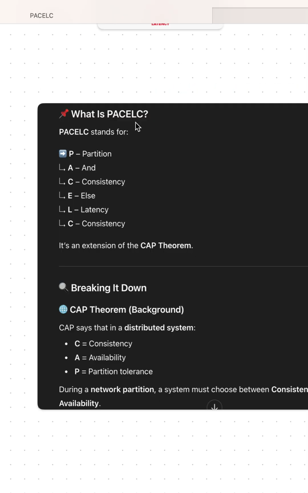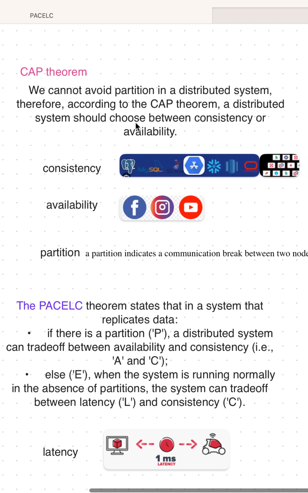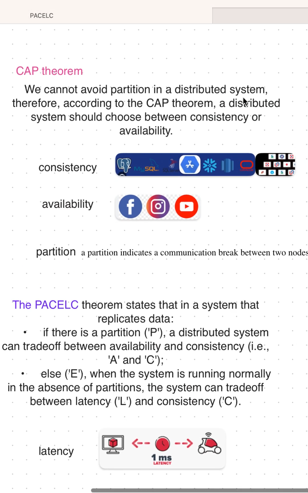Now let's see what the CAP theorem states. CAP theorem says we cannot avoid partition in a distributed system. Therefore, according to the CAP theorem, a distributed system should choose between consistency or availability. What is consistency? Consistency means if data is written, then that should be consistent, and availability is not a concern there. In backend systems we are mainly concerned with consistent data, not availability. They may have server downtime and so on. With availability, like social media apps, they can compromise on consistency, so stale data can be shown, but there should not be downtime, right?